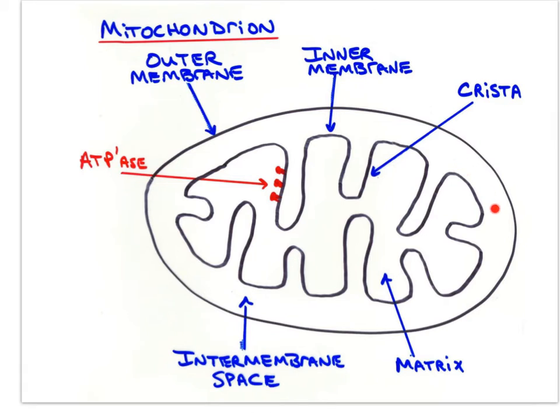There is a space between the two membranes known as the intermembrane space. It's a solution rich with hydrogen ions. More on that later for HL students. The solution toward the center is called the matrix. Enzymes that synthesize ATP are located on the inner membrane facing the matrix side.